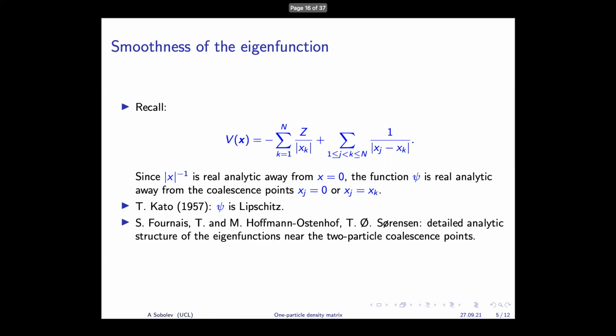So what is next? Here are names of people: Fournet, Thomas and Maria Hoffmann-Ostenhof, and Thomas Sørensen. They studied, in a series of papers, the detailed behavior of the function psi in the vicinity of singularities. Well, it is good to know that it is Lipschitz, but one needs to know a bit more in the vicinity of singularities. What kind of Lipschitz function is it? What does it look like?